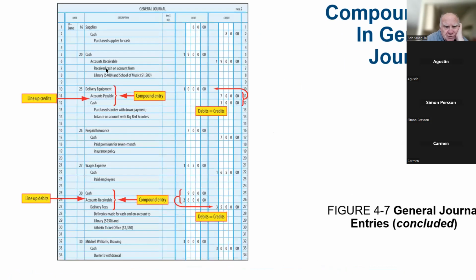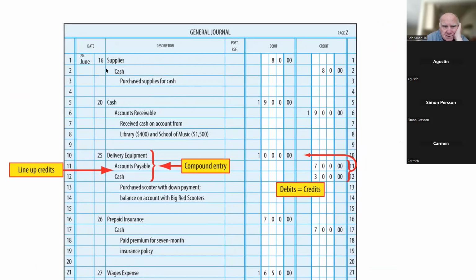So let's take a look at some journal entries. Here we go. Remember we bought the supplies for $80? We decided it was an asset. We debit supplies, we credit cash. We reduce the cash and increase supplies, to record purchase of supplies. We received money from a couple of customers, totaling $1,900. We debit cash, we credit AR, to record cash received.